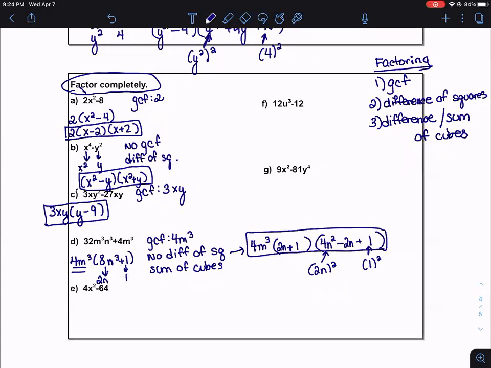So there it is, sneaky, sneaky, where we may have a GCF, and then we either see a sum or a difference of cubes. So we have to be careful if we don't have a difference of squares to always check for that as well.